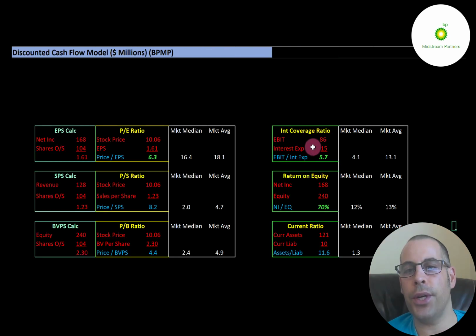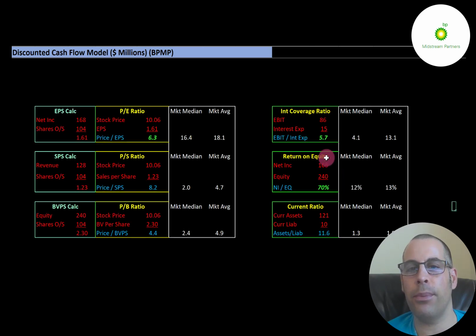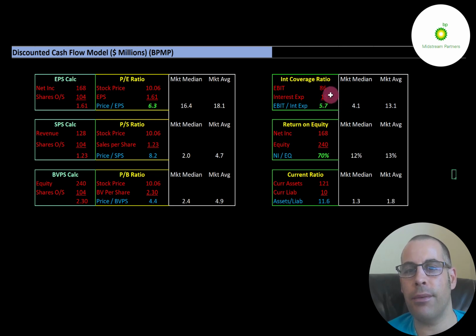They have a good interest coverage ratio. The median is 4.1, the average is 13.1. Interest coverage ratio is EBIT over interest expense. I like to see above 2.0, they're at 5.7, so they can easily cover their interest payment. EBIT is earnings before interest and taxes. On the income statement, it's called operating income.